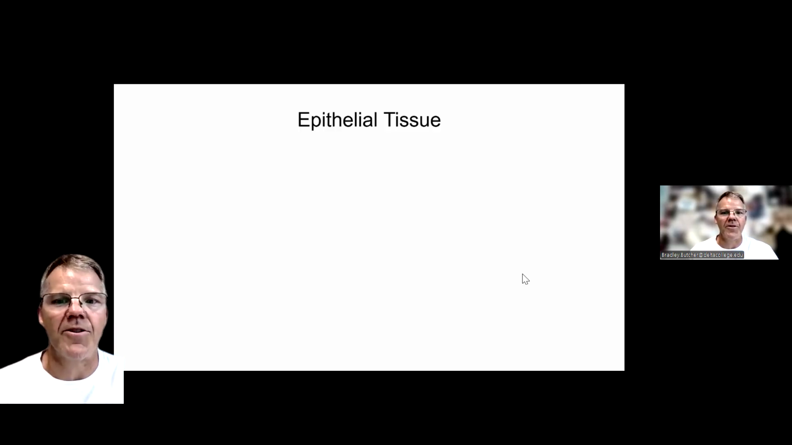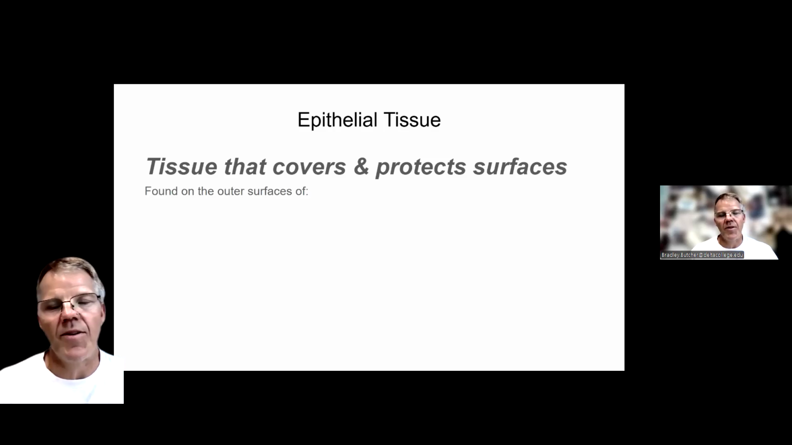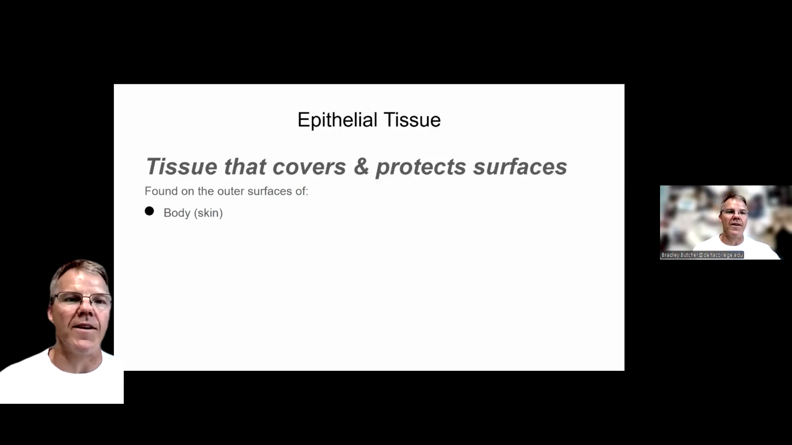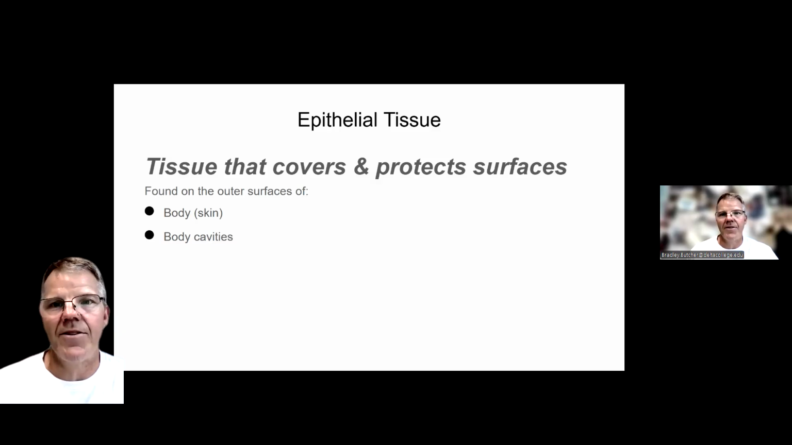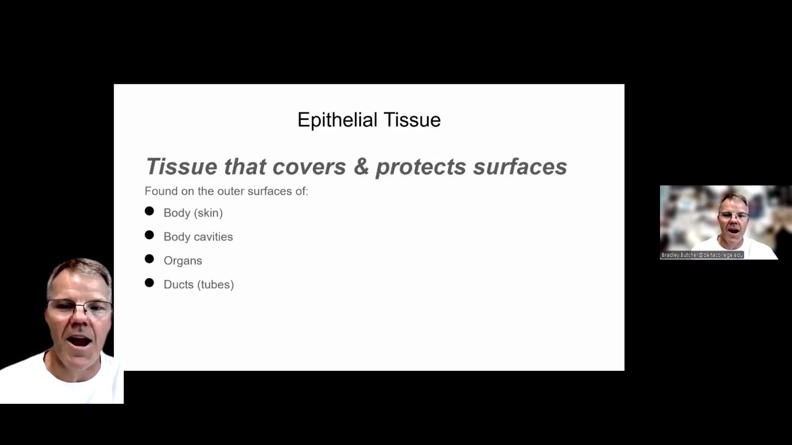Let's start with epithelial tissue. Epithelial tissue is basically tissue that covers and protects. We find epithelial tissue on the outer surfaces of all sorts of things, the body, skin, the outer portion. All of our body cavities are lined with epithelial tissue. All of our visceral organs are lined with epithelial tissue. Any tubes or ducts within the body carrying substances from one place to another are lined with epithelial tissue.